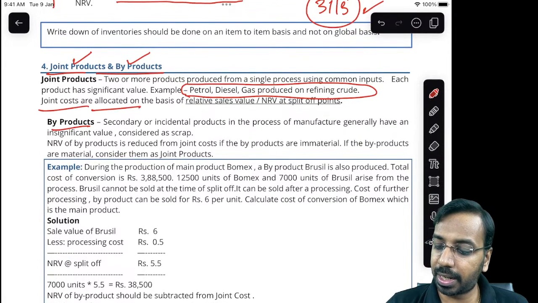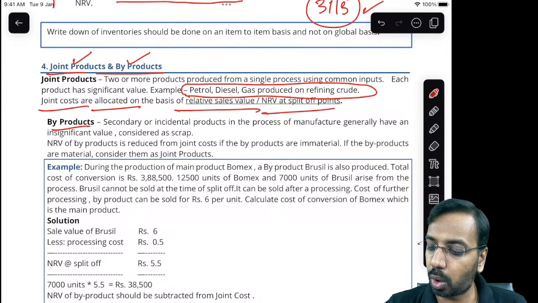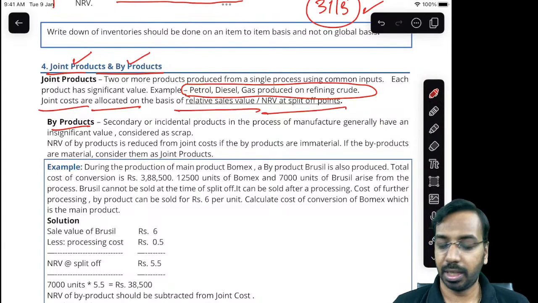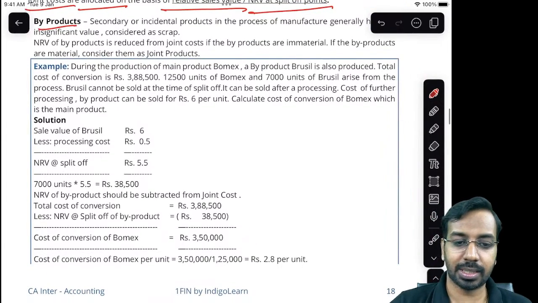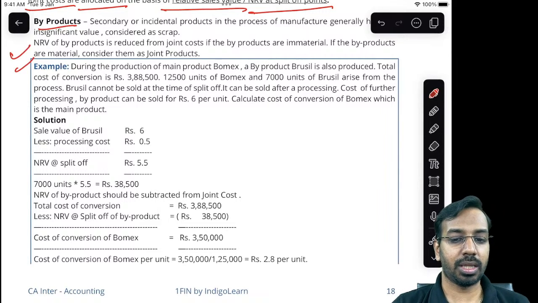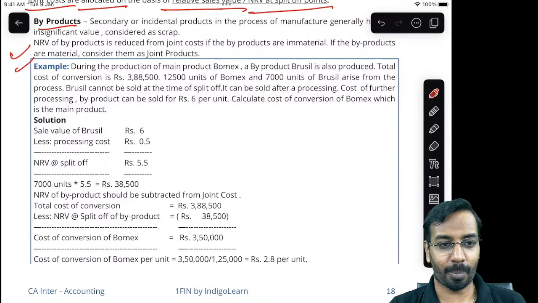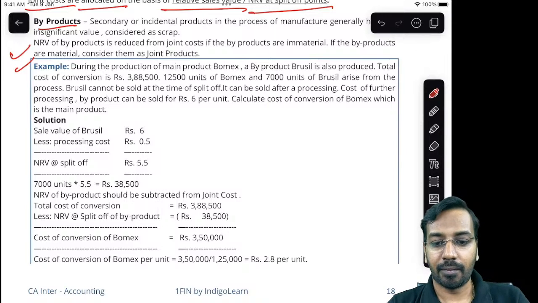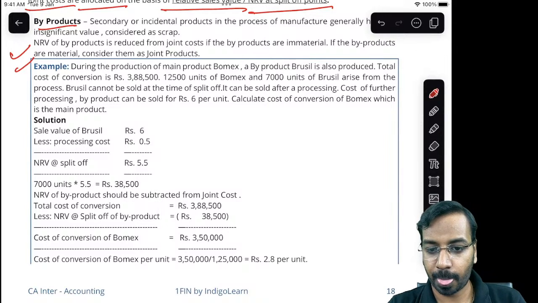Joint costs which are incurred are allocated on the basis of relative sales value or NRV at the split-off point. You can look at this example. Questions have been tested on this, and again, it's highly scoring. Okay. In the course of the class, if you have any questions or doubts, feel free to add.